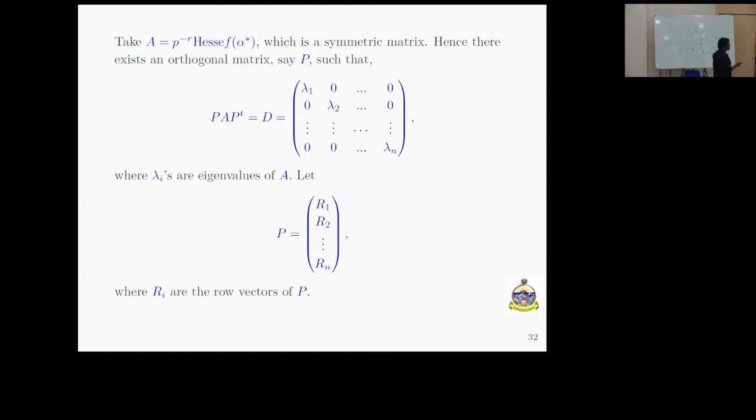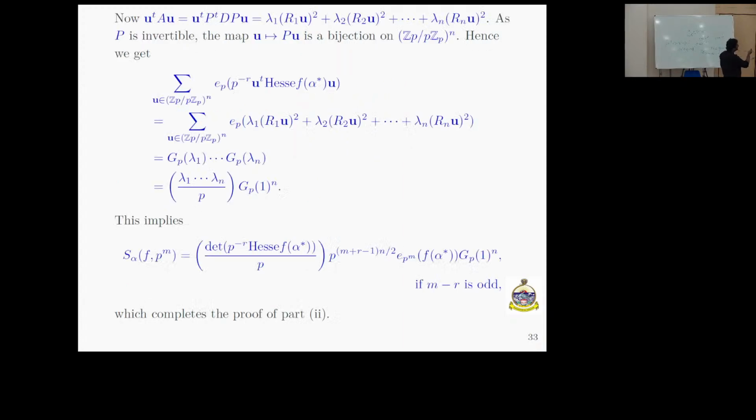Then if you write this P with row vectors R1 to Rn, and put everything together, what is this u transpose A u? If you put in this expression of A, this is basically the summation of lambda_i (R_i u) squared, right? And what is this P? This is basically an invertible matrix. So this map u to P u is basically a bijection. So you are shuffling the variables again. So if you put everything together, here basically R1 u, R2 u, up to Rn u are shuffling all the variables of u. So this is again a complete sum over Z_p by p Z_p.